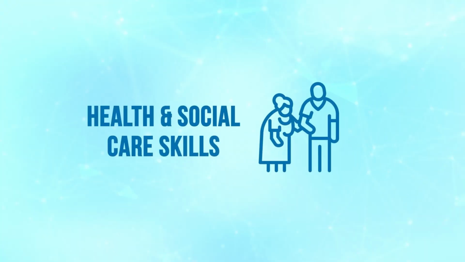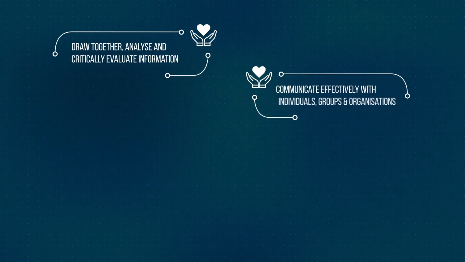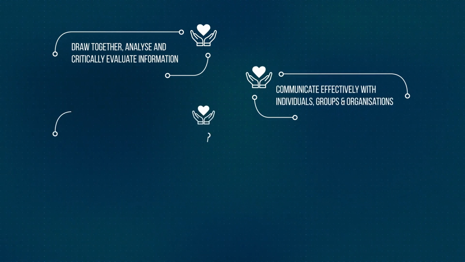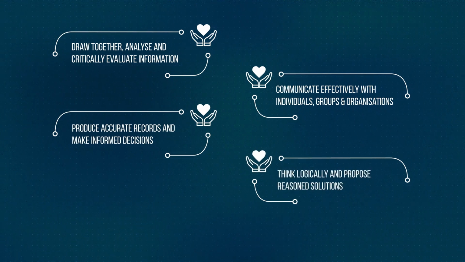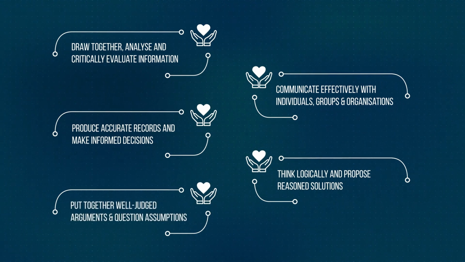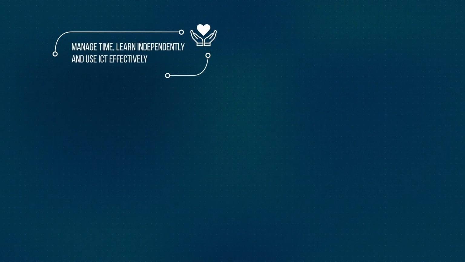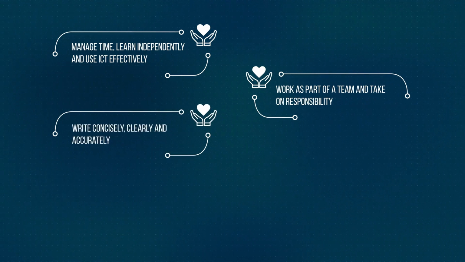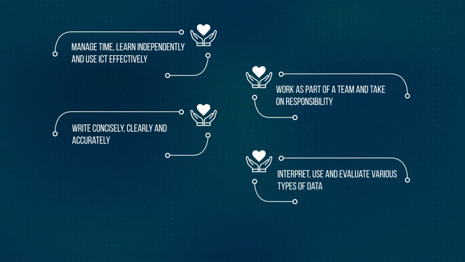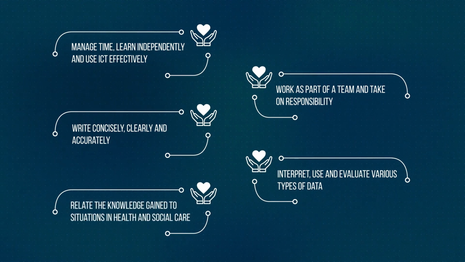Next is the health and social care skills. Health and social care skills include the ability to draw together, analyse, and critically evaluate information, communicate effectively with individuals, groups, and organisations, produce accurate records and make informed decisions, think logically and propose reasoned solutions, put together well-judged arguments and question assumptions, manage time, learn independently, and use ICT effectively, work as part of a team and take on responsibility, write concisely, clearly, and accurately, interpret, use, and evaluate various types of data, relate the knowledge gained to situations in health and social care.